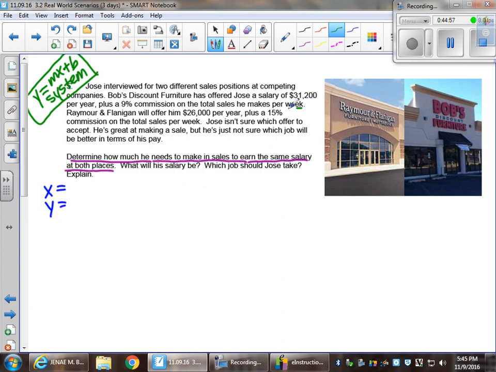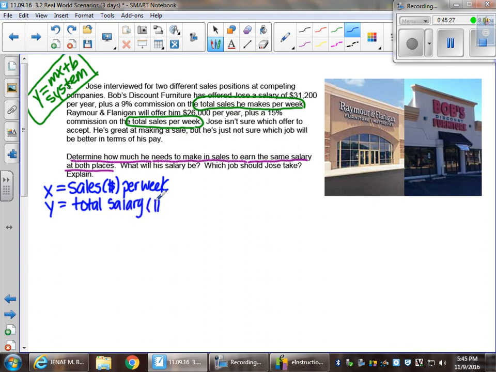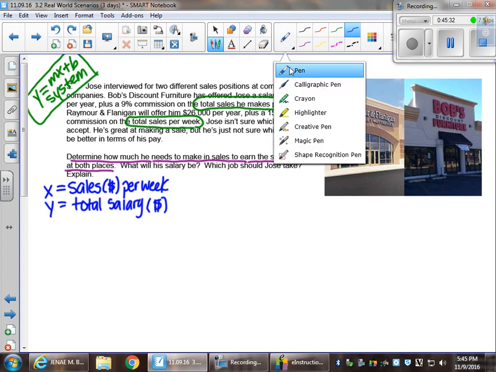I see per week, the total sales he makes per week. So I know that x will be sales, which is money, per week. And the total is his total salary, also in money. Now we're ready to say, what are we comparing? What two companies are we talking about?